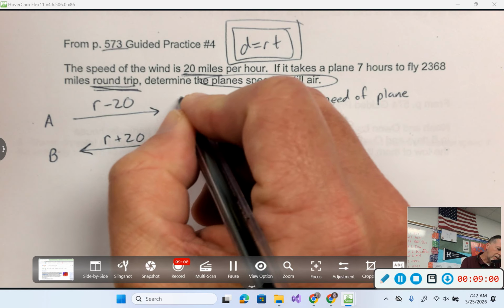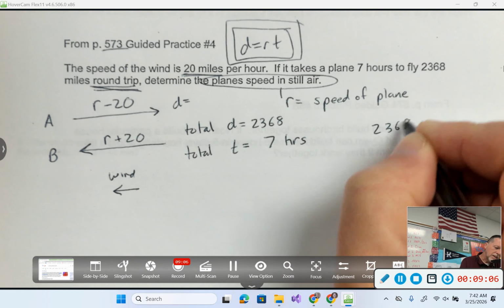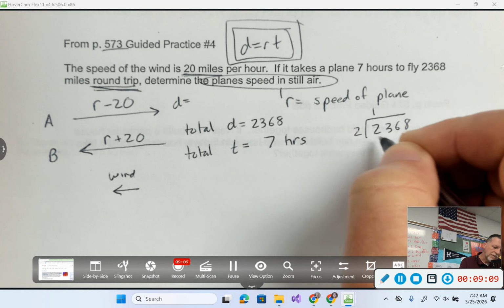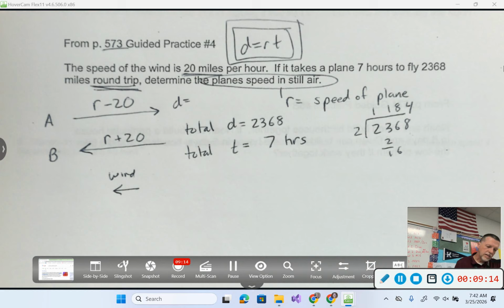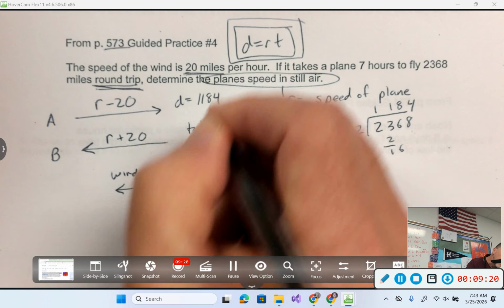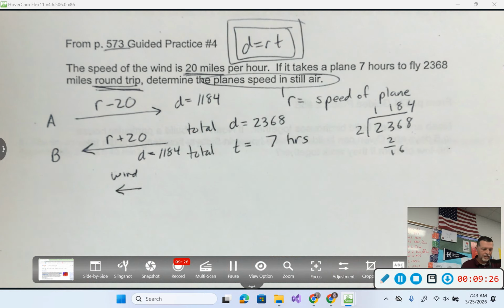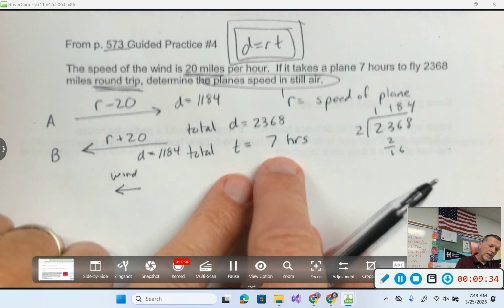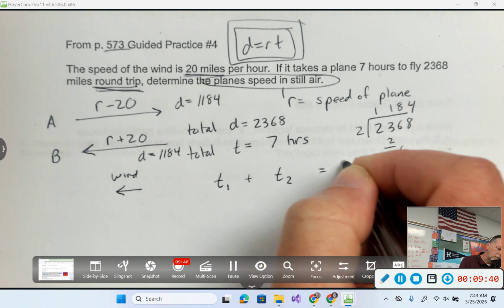The distance for both of them is half of 2368. Let's see. We'd probably have a calculator for this. 1184. So that distance is 1184. The second distance, it's like the same distance. Also 1184. And the total time is 7. But again, the two times are different. So let's say that T1 plus T2 equals 7.